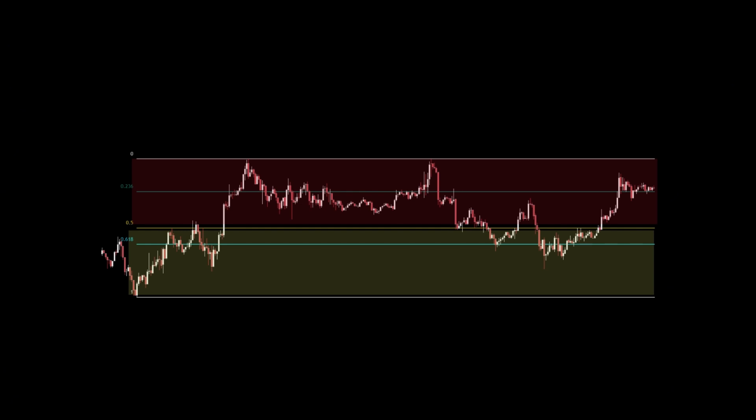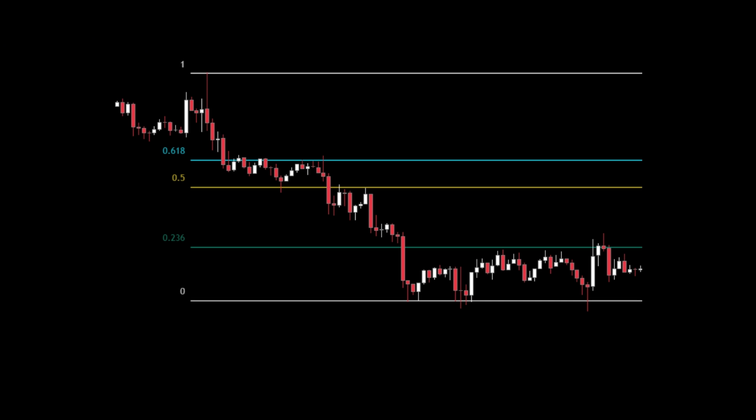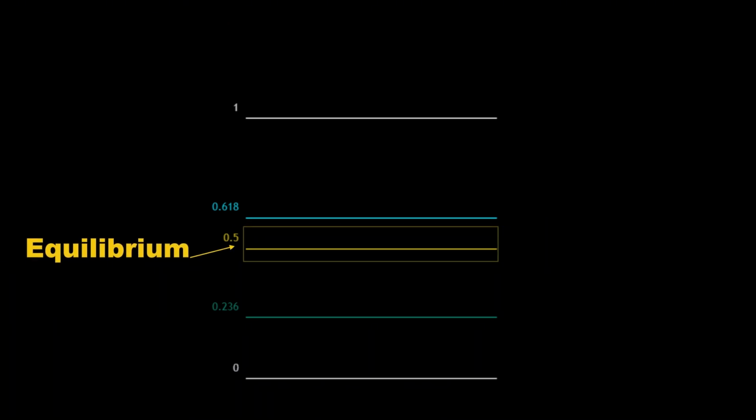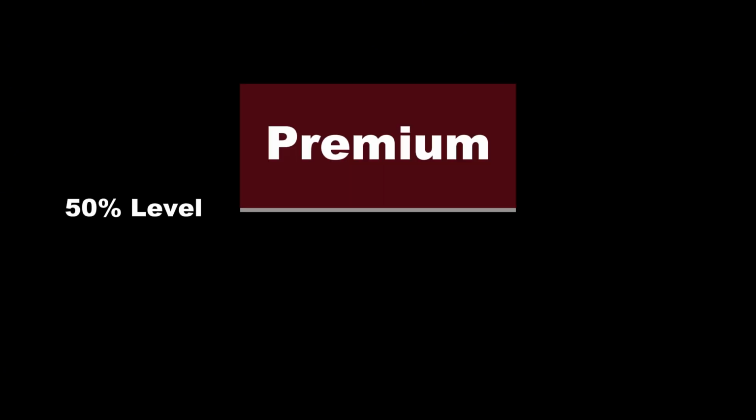But to know where discount and premium are, we use the Fibonacci retracement tool. The Fibonacci retracement tool helps us measure a price move. For this strategy, we mainly care about the 50% level. This 50% level is called equilibrium. Equilibrium means the middle of the move. Above the 50% level is premium. Below the 50% level is discount.